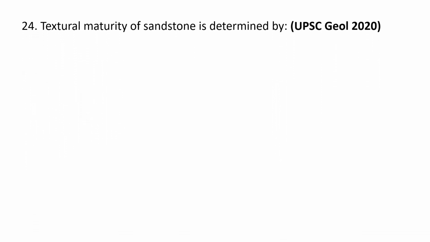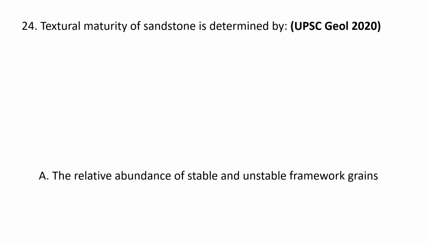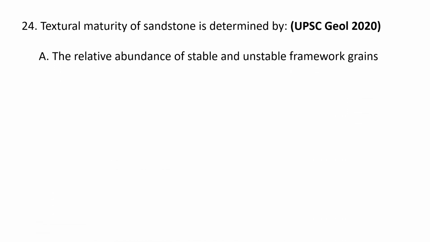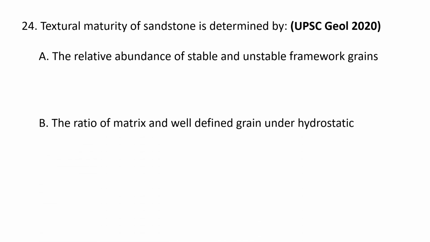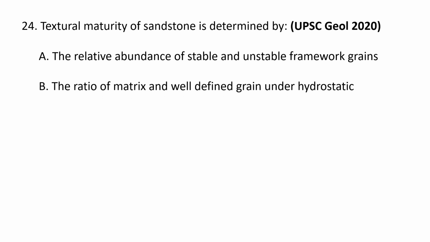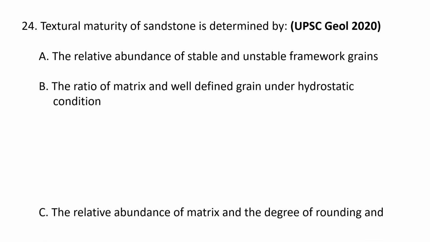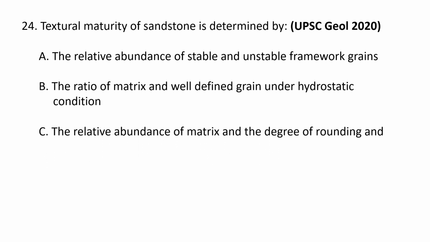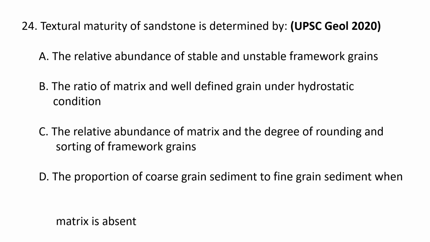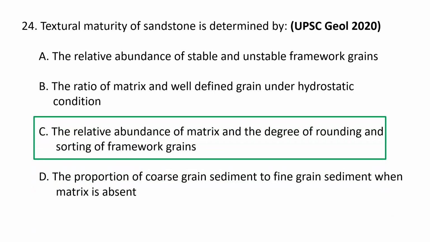Coming to another question. Textural maturity of sandstone is determined by. Choices are A. The relative abundance of stable and unstable framework grains. B. The ratio of matrix and well-defined grain under hydrostatic condition. And C. The relative abundance of matrix and the degree of rounding and sorting of framework grains. D. The proportion of coarse grain sediment to fine grain sediment when matrix is absent. The correct answer is C. The relative abundance of matrix and the degree of rounding and sorting of framework grains.